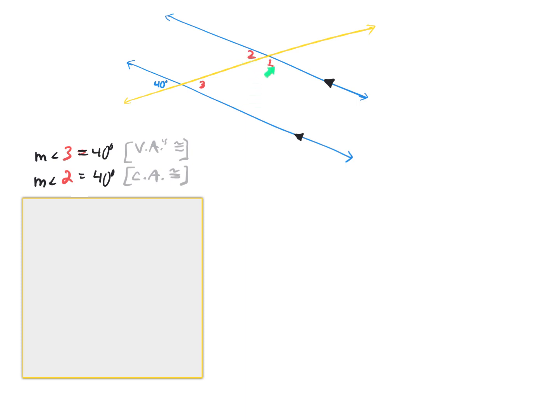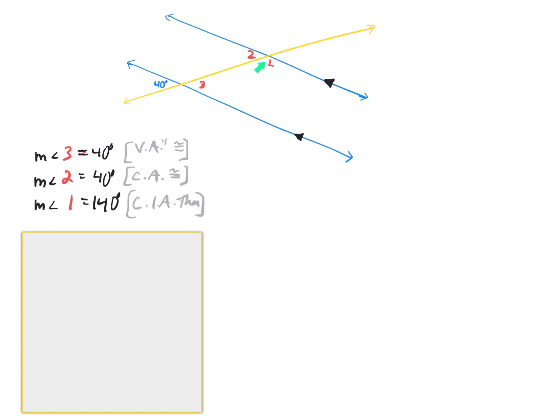Well, we could use the fact that angle 1 and angle 2 form a linear pair. Or we could use the fact that angle 1 and angle 3 are consecutive interior angles. If the blue lines are parallel, then consecutive interior angles like 1 and 3 must be supplementary. If two angles form a linear pair, like 1 and 2, then they're supplementary. Either way, we know that angle 3's measure is 40 degrees. Therefore, angle 1 must be 140 degrees.